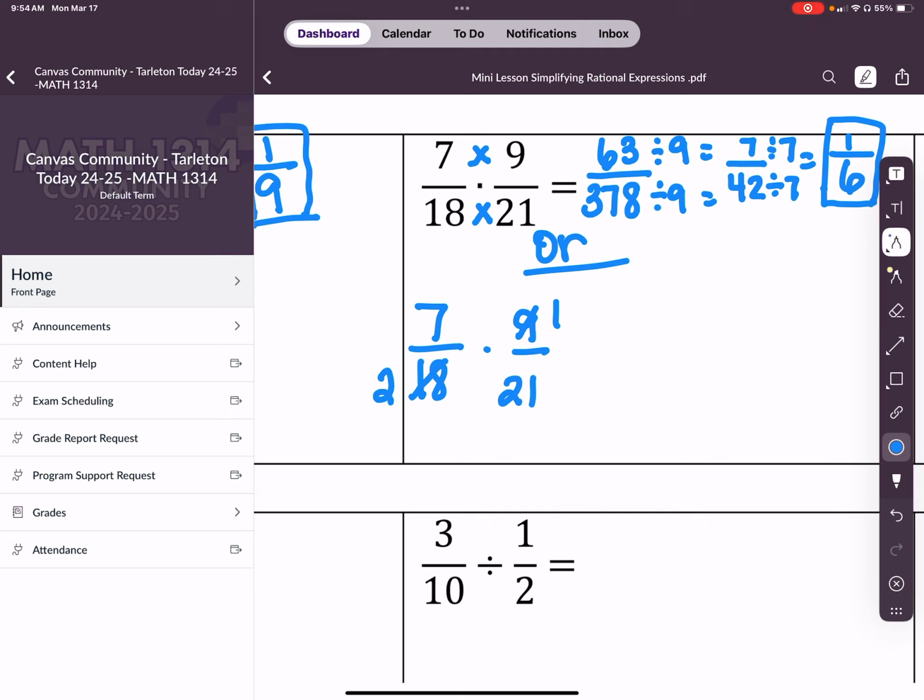Okay? Same thing here with my 7 and 21. I'll use a different color. 7 and 21 are both divisible by 7, so I'm going to divide by 7. 7 divided by 7 is 1. 21 divided by 7 is 3.